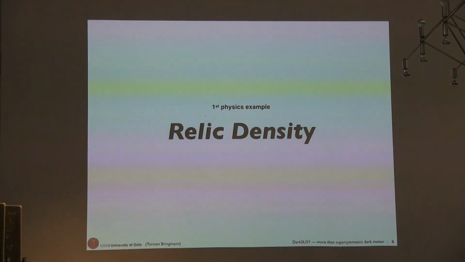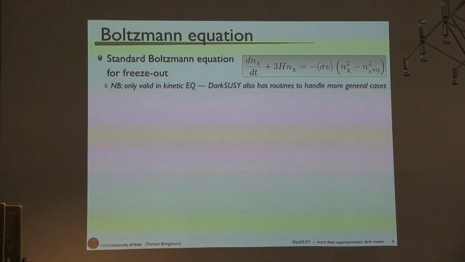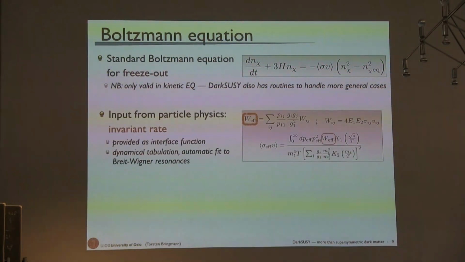Okay, so I just want to give you a few examples to connect to what we've talked about. Relic density, we've seen the Boltzmann equation. As I stressed, this is only valid in kinetic equilibrium, but we also have routines beyond that. And I mentioned in passing that this form of the freeze-out equation, the Boltzmann equation, is actually valid also in much more complicated situations when you have co-annihilations, so an entire network of particles that then decay to the lightest one. So numerically, you can formulate everything in terms of one free function, which is referred to as an effective invariant rate. And that is a typical example of what I will later refer to as an interface function.